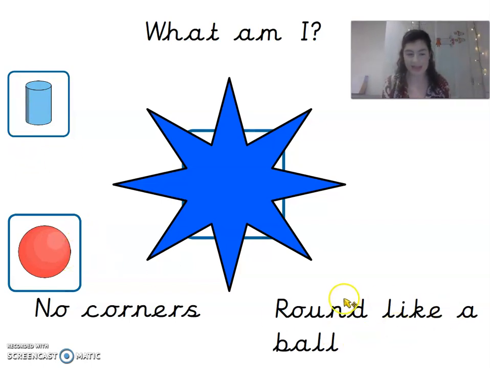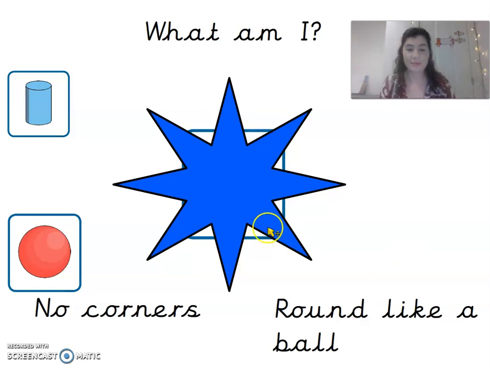Let's see what the other clue says. It says it's round like a ball. Let's have a look at our cylinder or our sphere. Which shape is round like a ball? The cylinder or the sphere? It's the sphere, isn't it? The sphere is round like a ball. Shall we have a look?